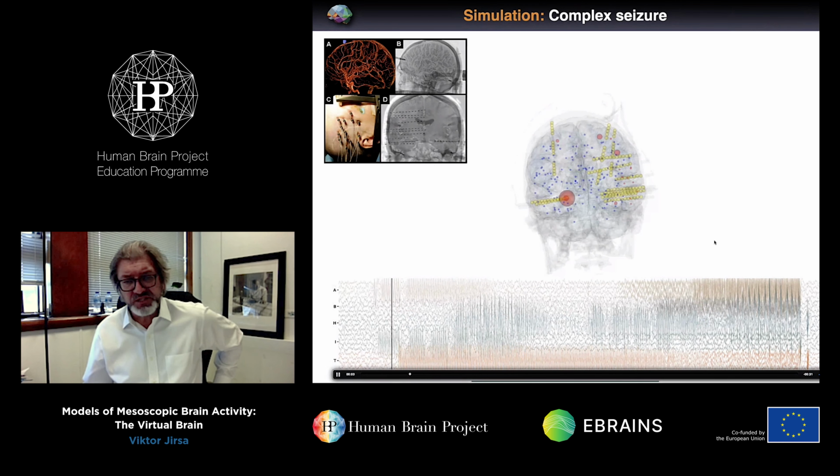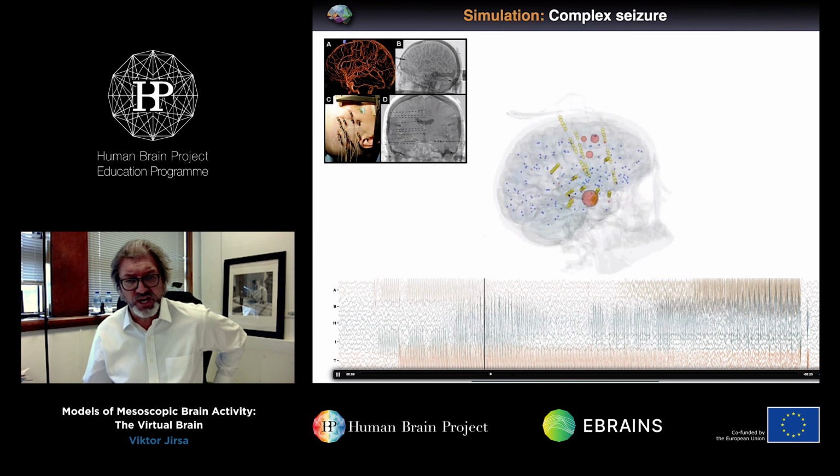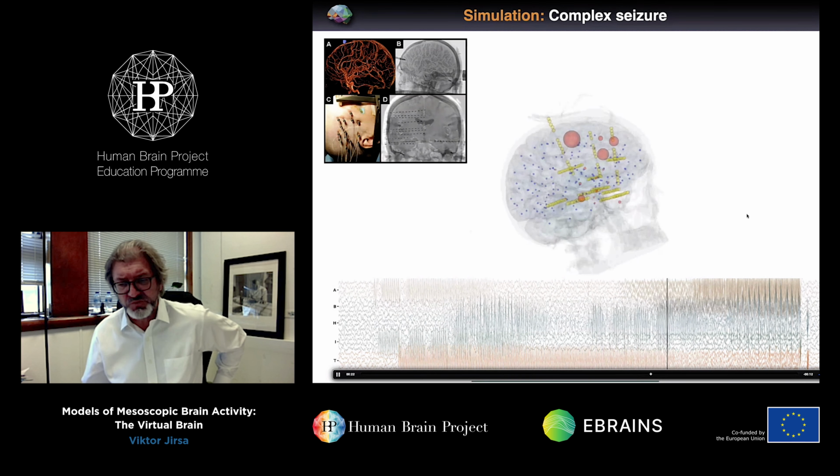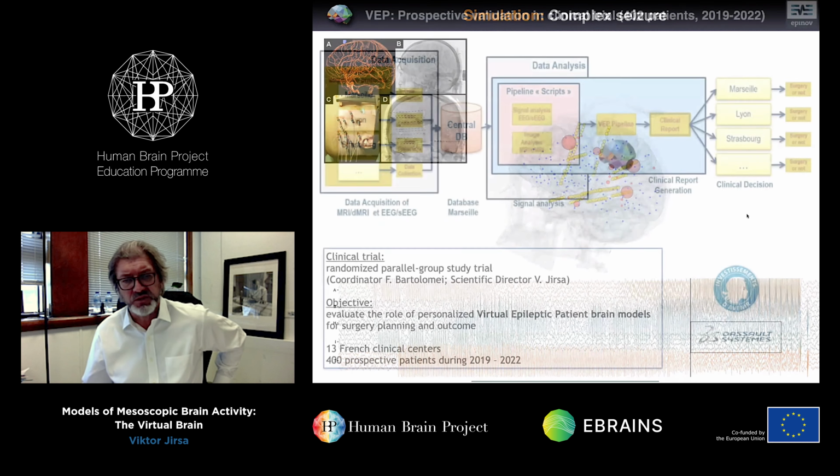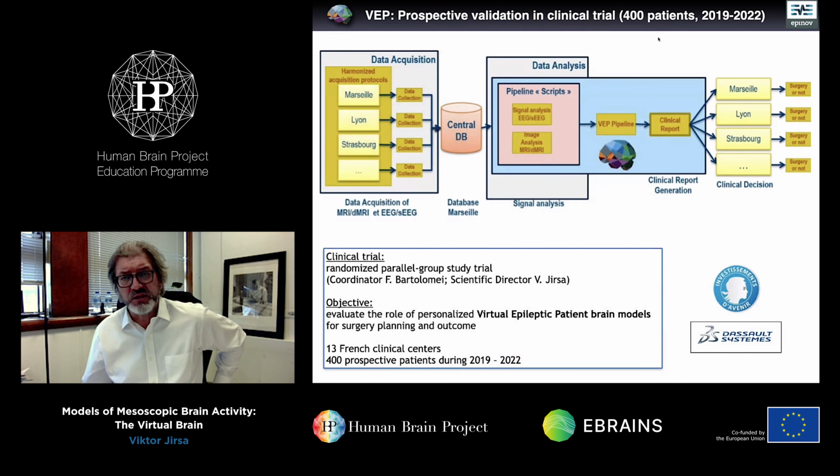We can use this now to run simulations. On the source level, we project onto the electrode level and simulate patient-specific individual seizures. We can simulate different resections, and we can use brain stimulation to stop seizures. We are currently running a clinical trial where this technology is being systematically evaluated. We are halfway, in fact.